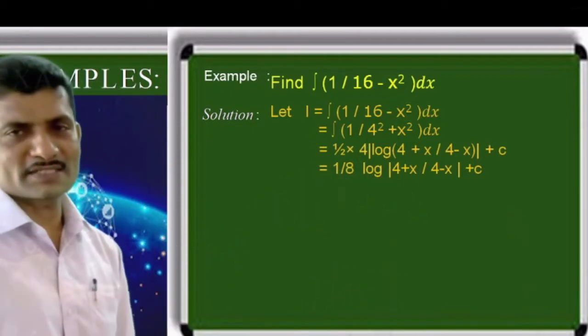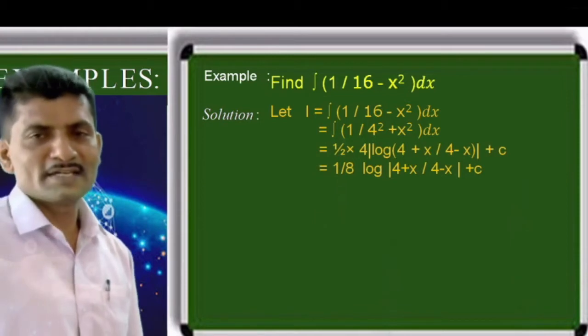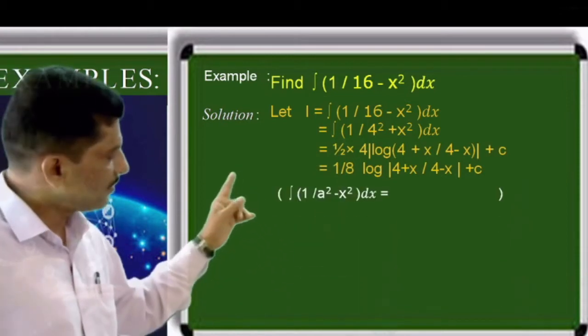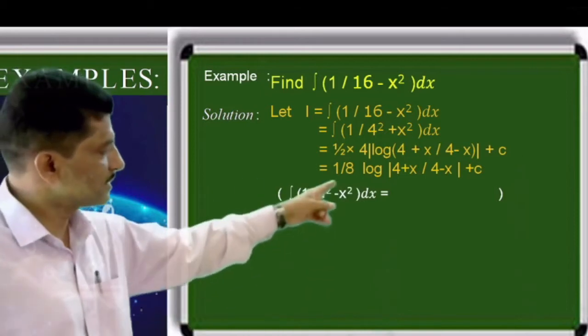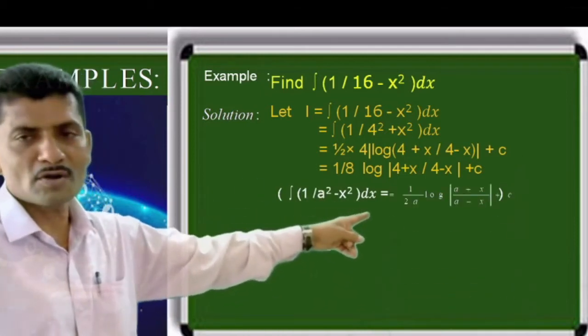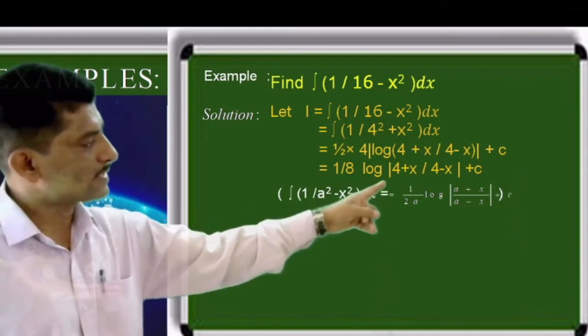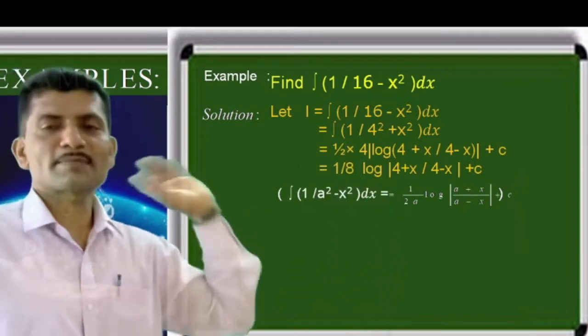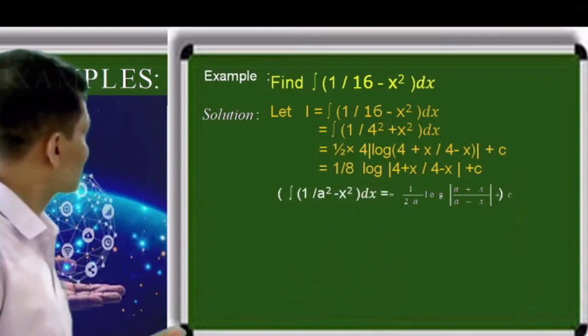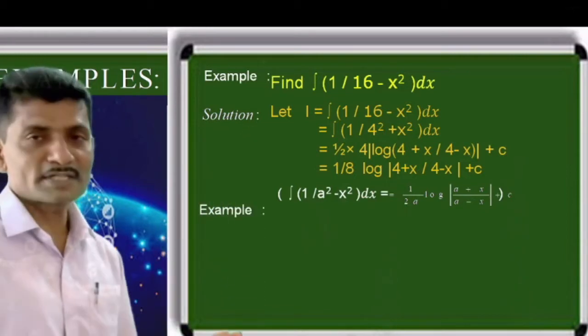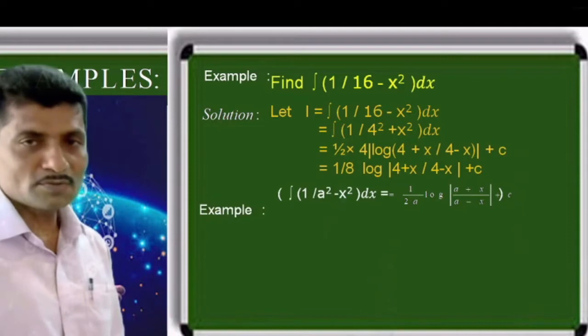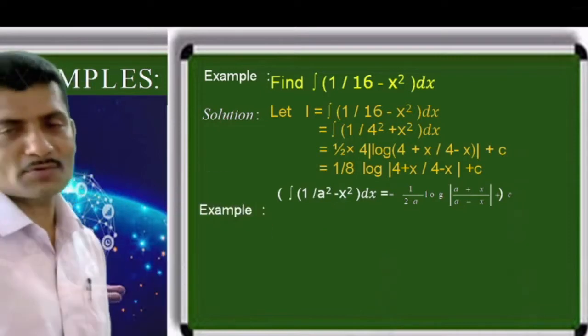Very simple results. The integral of 1 divided by a square minus x square into dx is 1 by 2a into log of modulus of a plus x divided by a minus x plus the integral constant. Is it clear? One more problem. Now, a problem may come up for you.